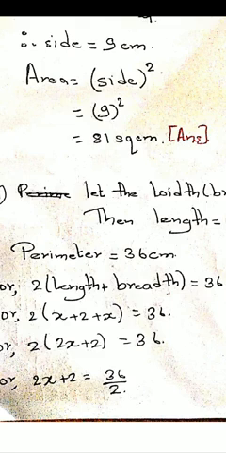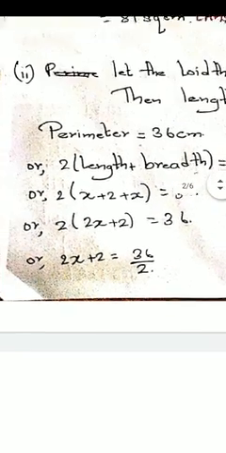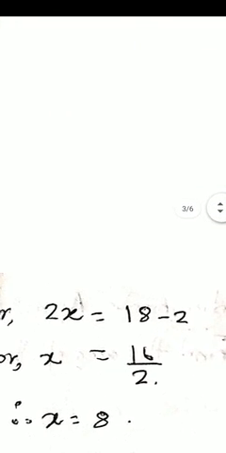2 I'm sending it this side, which would be dividing 36. So 2x plus 2 equals 36 by 2. So let us see what happens in the next step. So 2x equals 18 minus 2 it will become. So x equals 16 by 2. So therefore x equals 8.